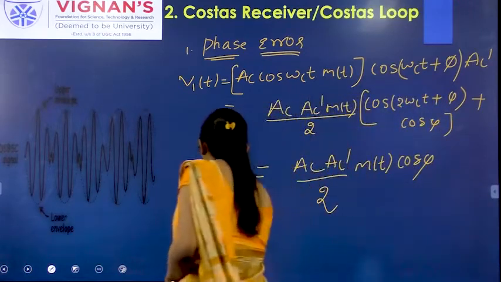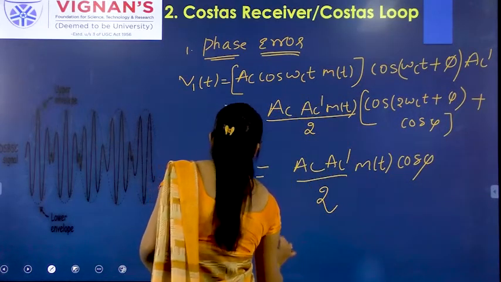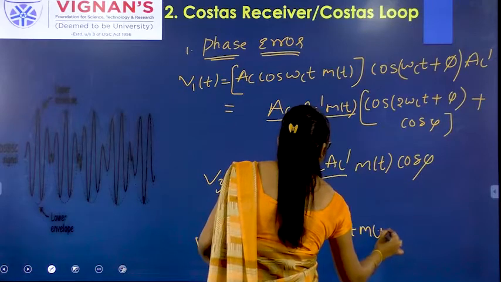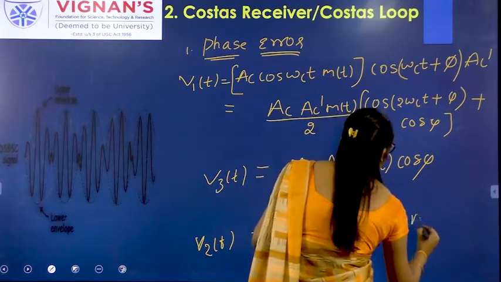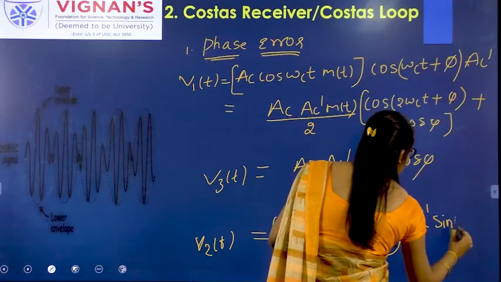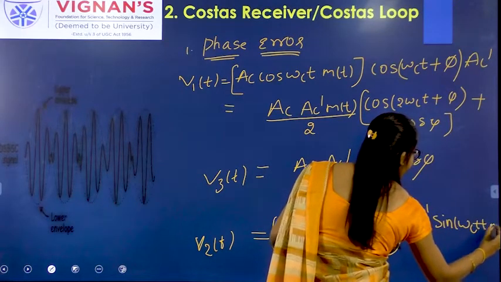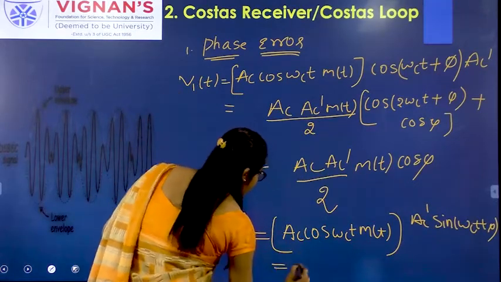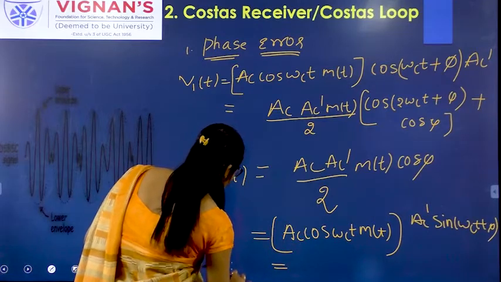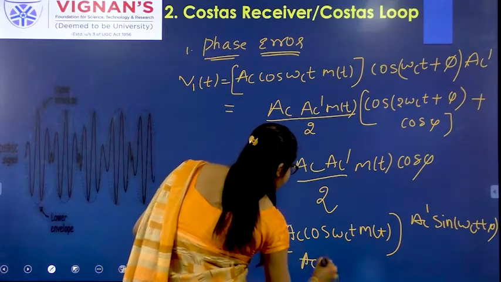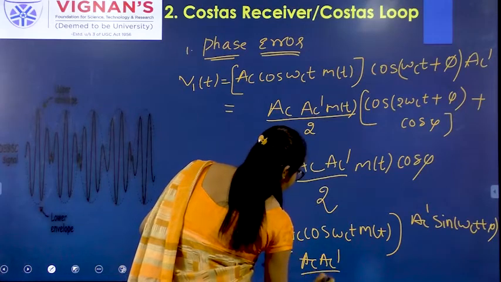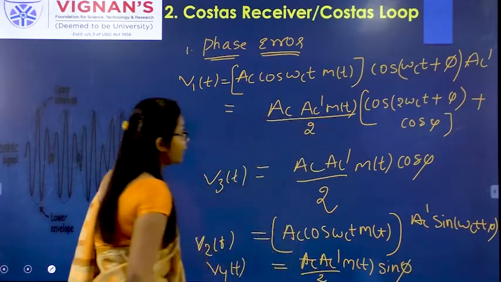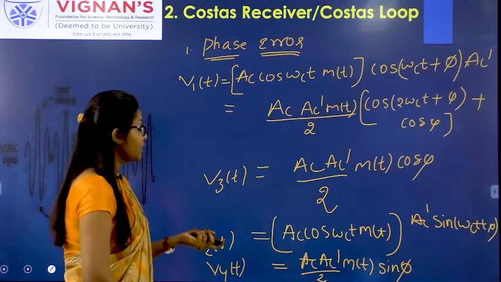And in the same way, if you see V2 of t, there will be AC cos omega ct m of t into AC dash sin of omega ct plus pi. Means there is a 90 degrees phase shift, so it will come from cos to sin, and the final output V4 of t you will get after passing through the low pass filter is m of t sin pi, right? So one is cos pi and the second one is sin pi.